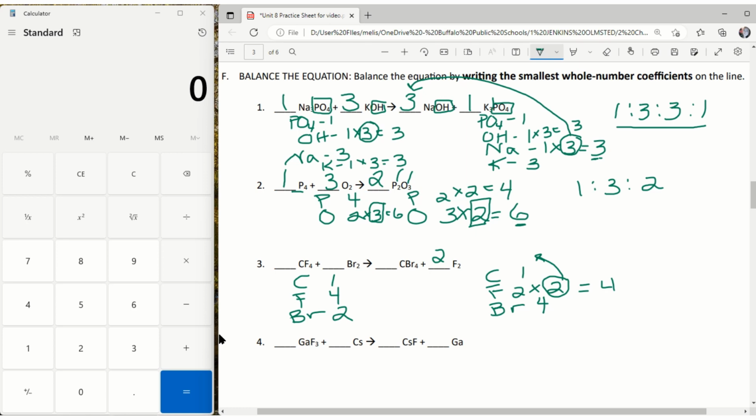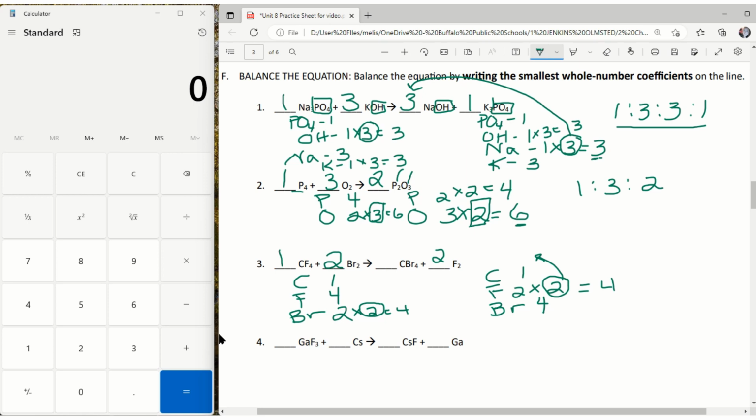BR. Okay, so that didn't mess up anything else because there was nothing in this compound, right? So BR, how do I fix it? Multiply this one times 2 to get 4. The 2 goes as a coefficient in front of BR. And, well, that's not with anything else. Huh, look at that. 1 C, 1 C, 4 F's, 4 F's, 4 BR's, 4 BR's.